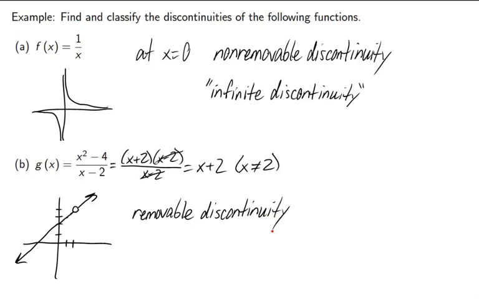The reason we call it removable is if we were to define the function to have the value of 4 at the point x equals 2, which is the limit, then the limit and the function value would be the same.